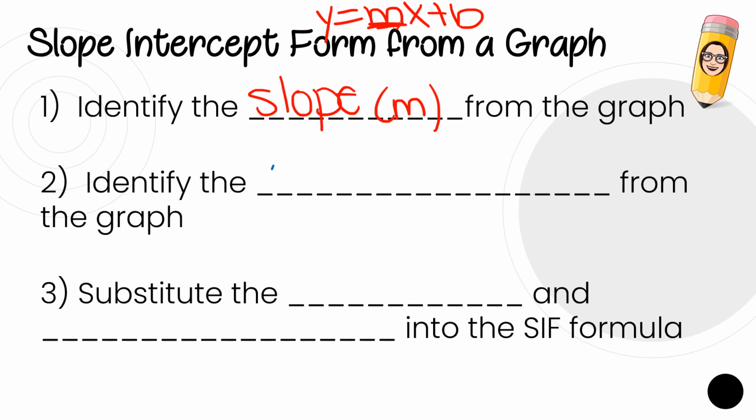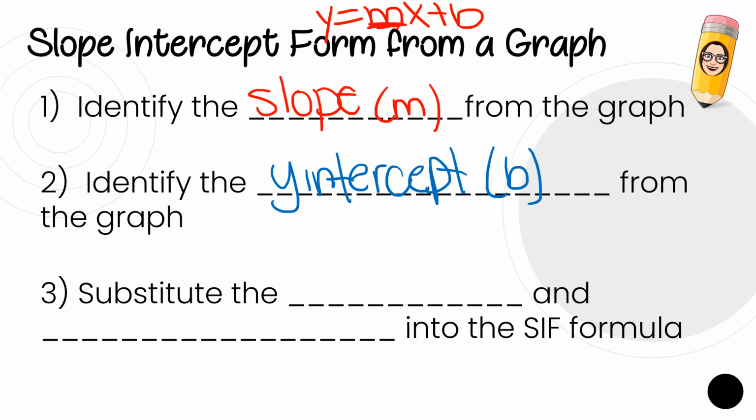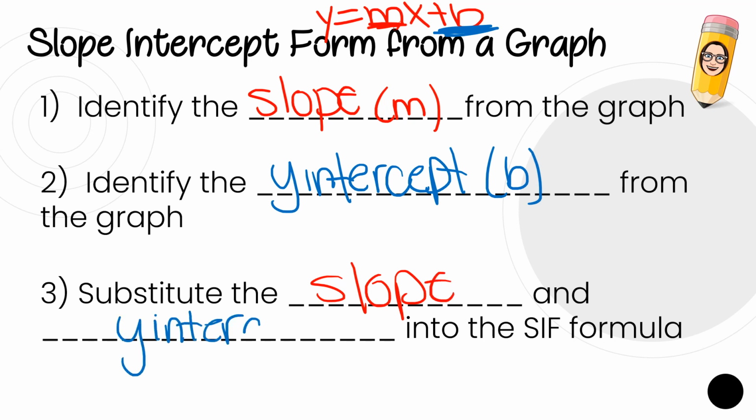Next, you're going to identify the y-intercept. The y-intercept is also known as the b value. You're just going to look at the graph. Where does it cross the y-axis? If you can see where it crosses, you're going to replace the letter b. And that's our third step. You're going to substitute the slope and the y-intercept into the slope-intercept formula.